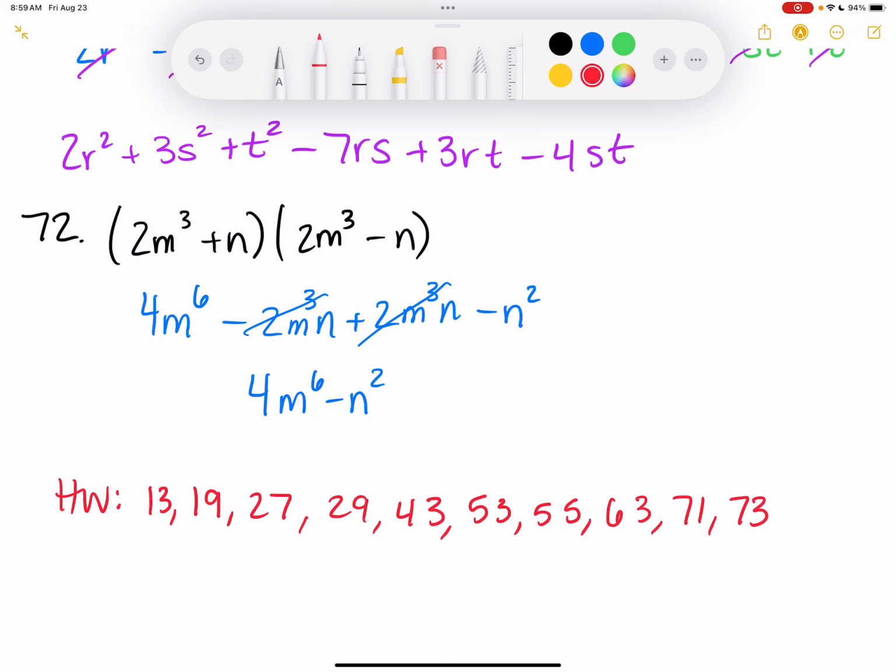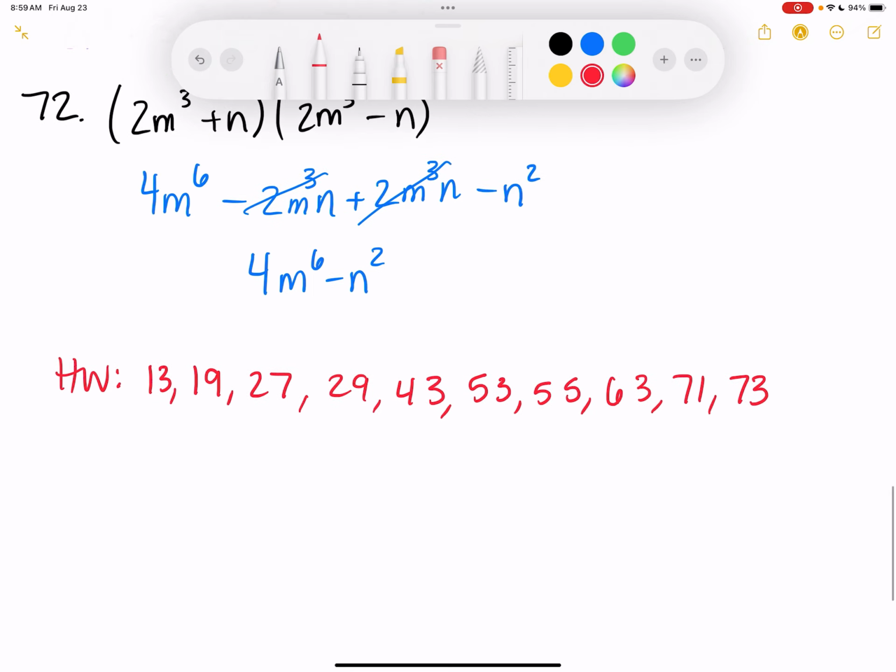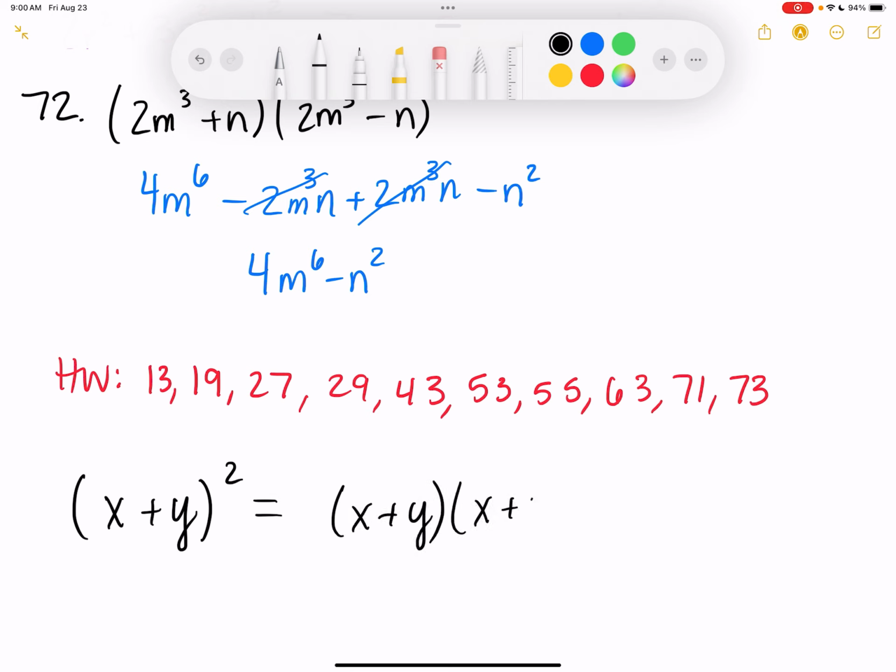Now, 73, I didn't do one like it, but it's something where it has x plus y and the whole thing is squared. When you set it up, if you recognize that that's a special type, that's great. If not, then you can also rewrite it like this of x plus y times x plus y and just FOIL it. Now, that's not the problem, but just so that way you have that for reference.